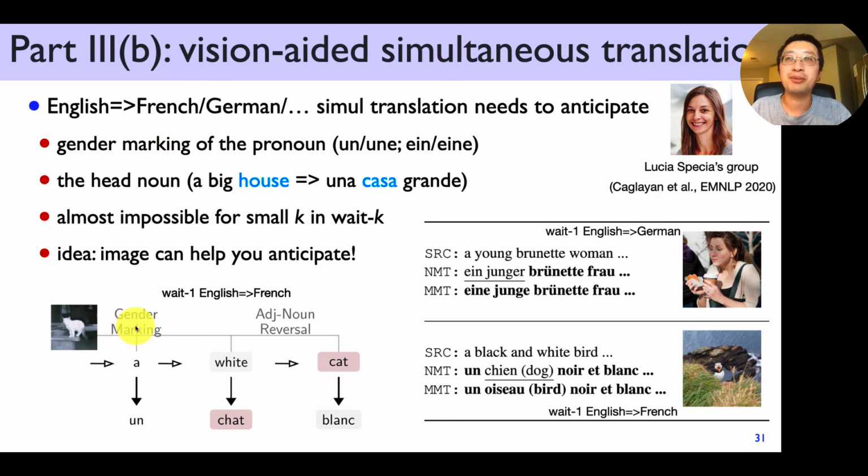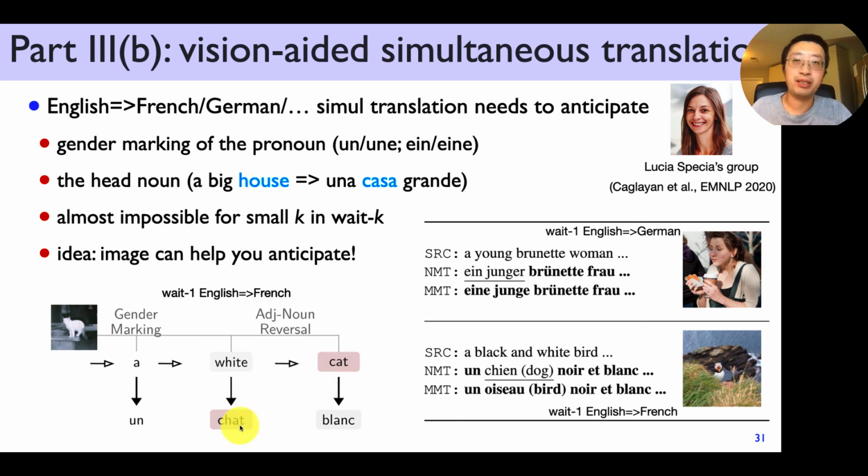So here's the example. If you say "a white cat" in English, and you translate in wait-1, that is only one word behind, into French, then you've got a problem. So you say "a," then you say "un." Then you hear "white," what should you say? Well, you haven't seen the cat yet.